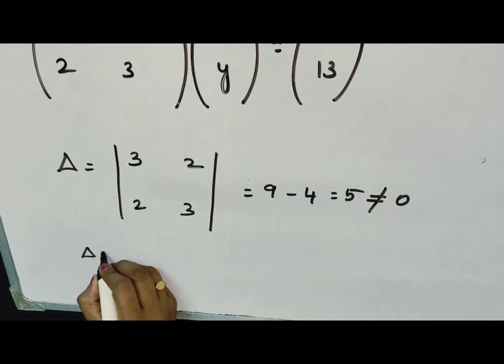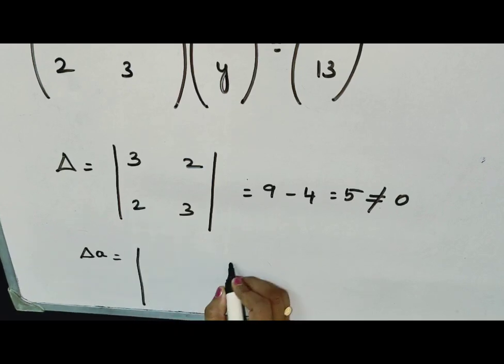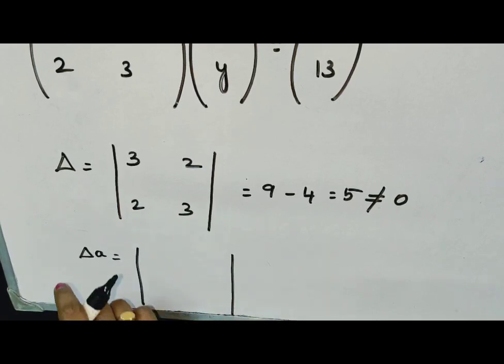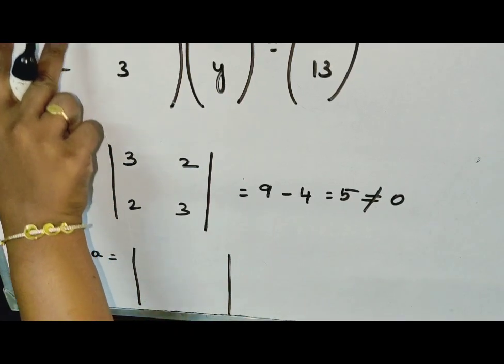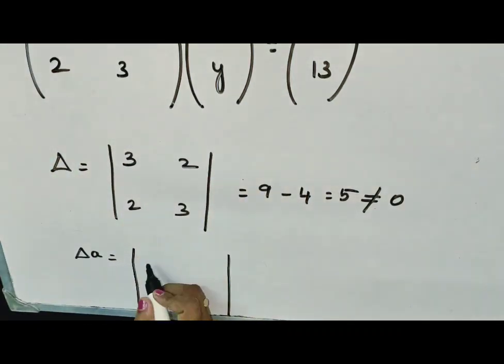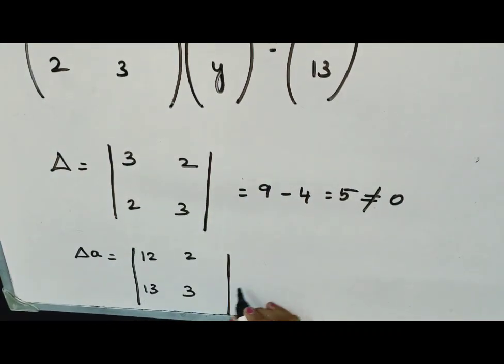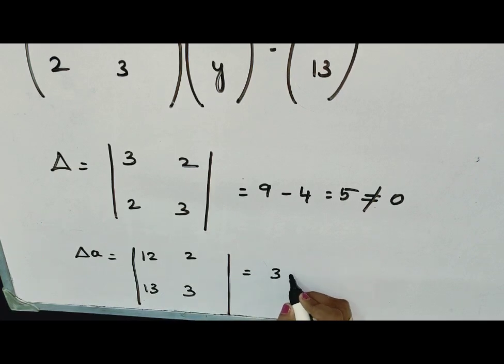Okay. Next, we have to find the delta a value. If I have to find delta a, this is the column which represents the coefficients of a, and that should be replaced with the constants 12, 13, 2, 3. So, if I simplify, 12 threes are 36 minus 26.